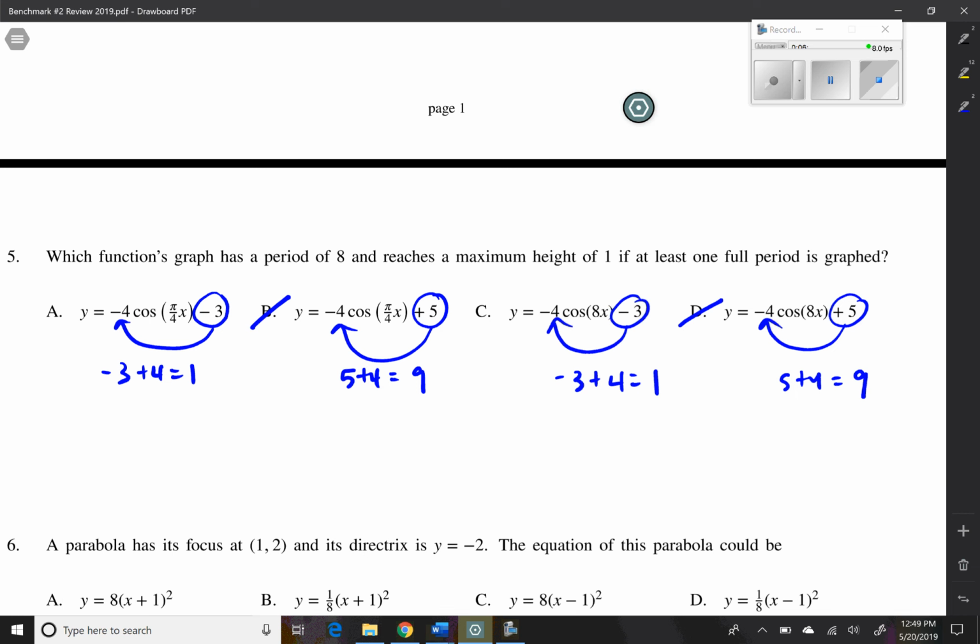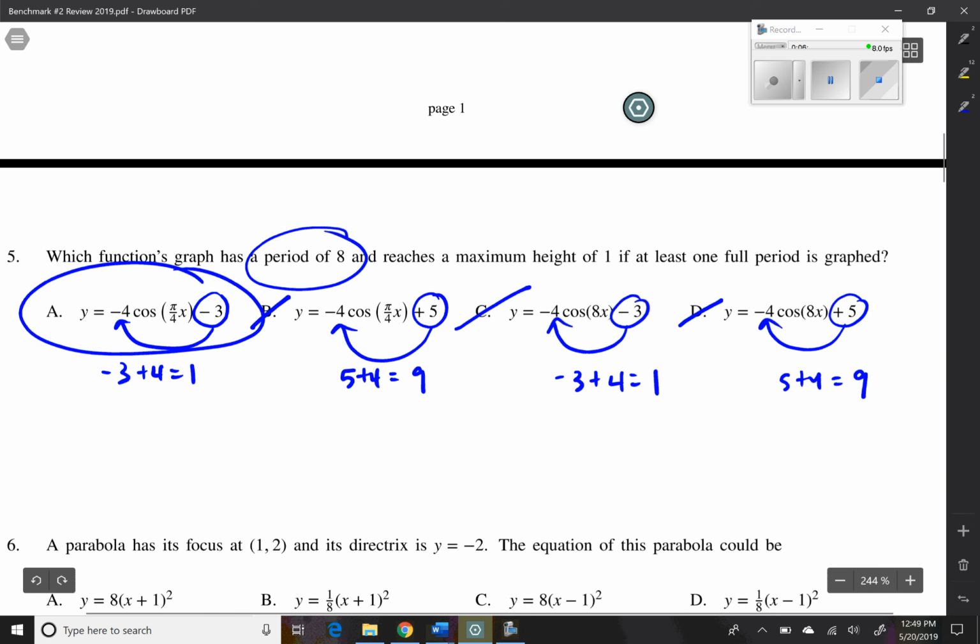Don't get involved with the negative. The negative just tells us it opens up or opens down. It's still going to do the same thing for maximum height. Now next it says period of 8. Period, remember, is not in your function. So that means it can't be C. The answer here is A. But to use the period to find the frequency, remember, period times frequency equals 2 pi. We'd say 8b equals 2 pi. So b is equal to pi over 4 if I divide by 8 on both sides.